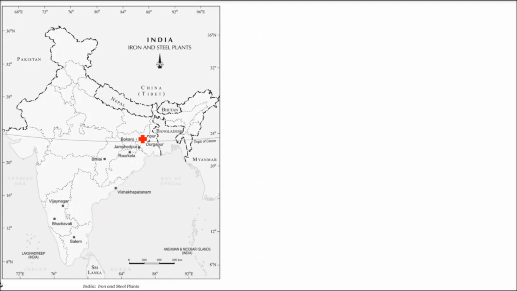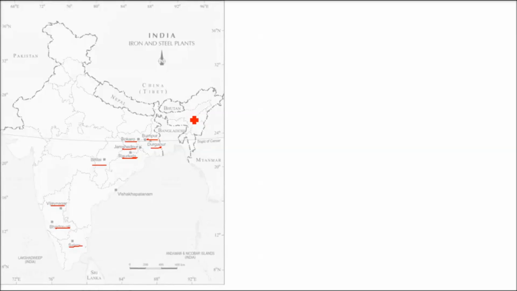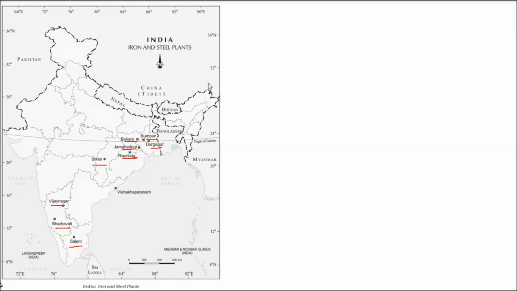So these are the areas of iron and steel plants. If you see from here, we have Burnpur, Durgapur, Bokaro, Jamshedpur, Rourkela, then Bhilai, Vijayanagar, Bhadravati and Salem. These are the main key areas. There are many, but these are the main ones.